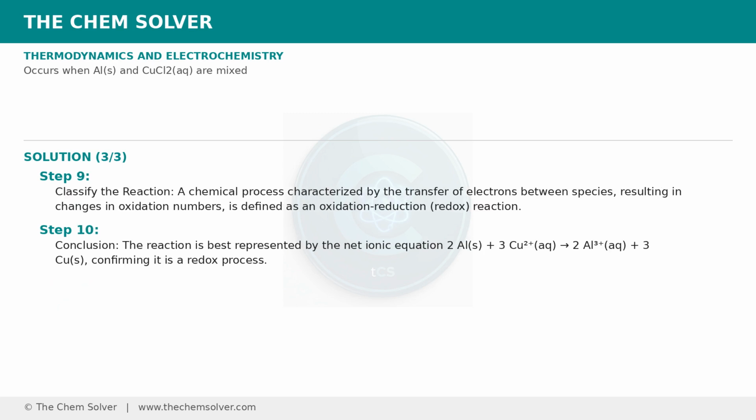Classify the reaction. A chemical process characterized by the transfer of electrons between species, resulting in changes in oxidation numbers, is defined as an oxidation-reduction, redox, reaction.